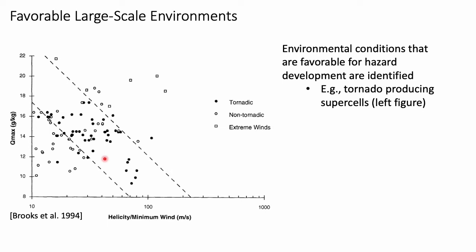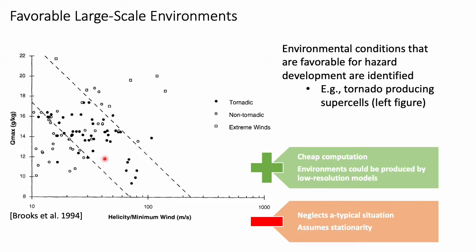So there are a few pros and cons to this. The first one is definitely that this is a very cheap approach. You can do this on your desktop computer without any supercomputing resources. And these environments can potentially be reliably produced by fairly coarse resolution models. So again, you can use a global climate model, for example, and look at those environments, and you probably get a more or less good estimate of how these environments might change.